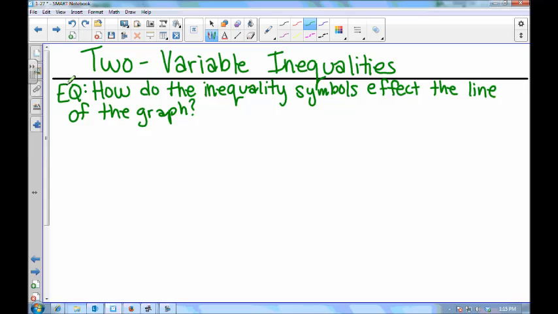Also, how do you, oops, I forgot the U. How do you determine where to shade?